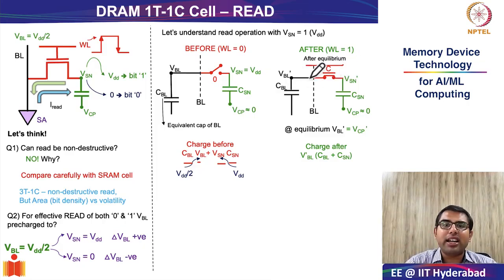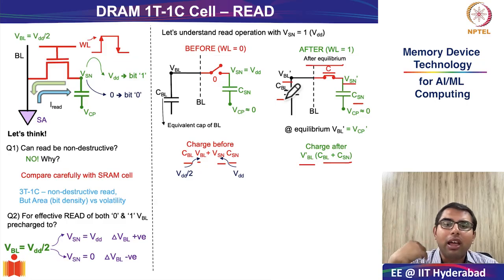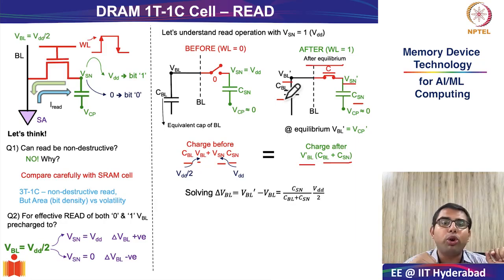Now since they are connected, both are shorted, so the bit line and storage node have the same voltage. We indicate the charge by VBL dash multiplied by CBL plus CSN. Why CBL plus CSN? Because CSN and CBL are in parallel, and if they are in parallel, you simply add the capacitances. Now, common sense suggests that in a system, before and after, there has to be a conservation of charge. And that is what I am going to write down.